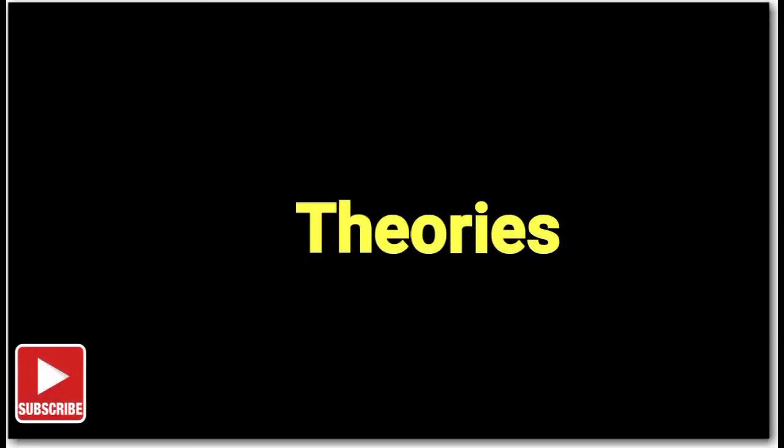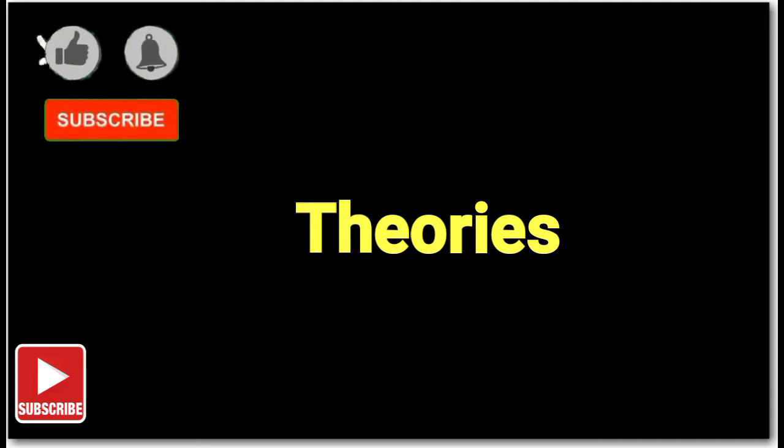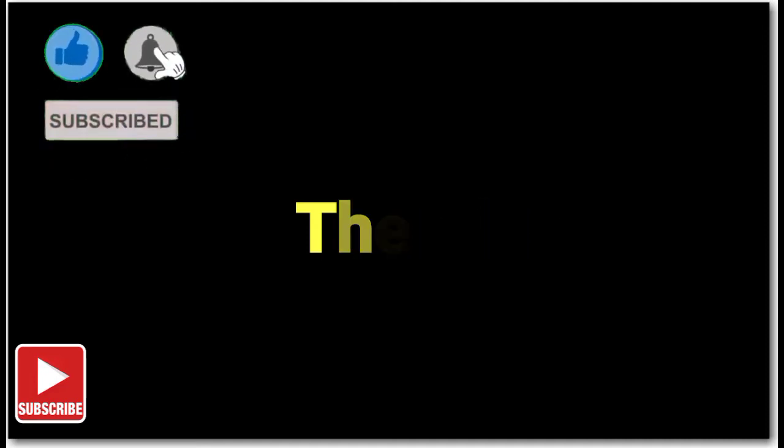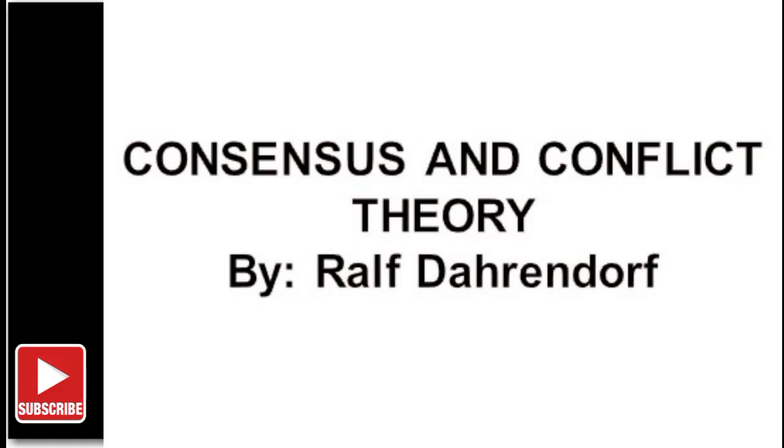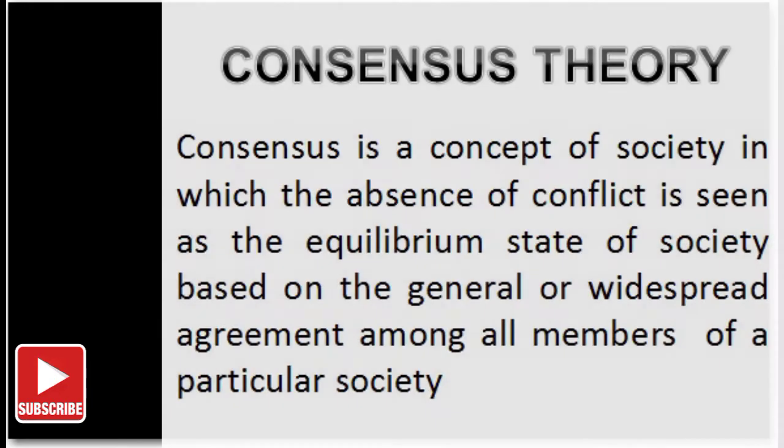Now, pag-uusapan natin ngayon for UCSP is about theories. So, the first two theories na pag-uusapan muna natin, medyo magkasalungat sila sa isa't isa. This is from Ralph Dahrendorf. The first one is consensus theory and the second one is the conflict theory. What is consensus theory?